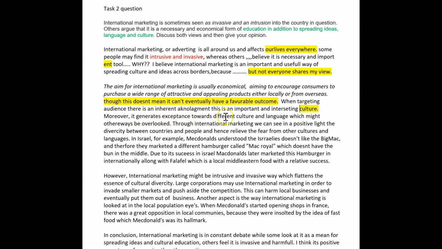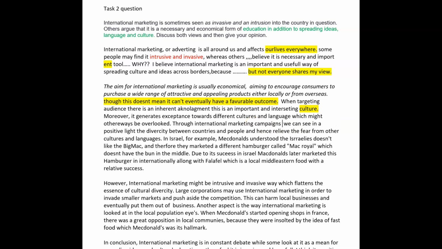Moreover, it generates acceptance for different cultures and language. Yes, okay, good. Which might otherwise be overlooked. Through international marketing campaigns, let's get in some language to do with advertising here. We can see in a positive light the diversity, spelling, between countries and people, hence relieve the fear from other cultures and languages. Okay, yes, that's quite interesting. Rather than we, use consumers, don't use we, or the diversity between countries and peoples can be seen in a positive light. Change it into a passive, which would get you more points on grammar.